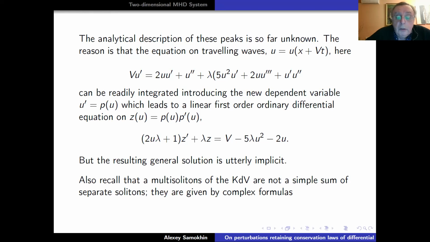Well, I have to remind that multi-solitons of GDEq are not a simple sum of separate solitons. They are given by complex formulas connected by complex analysis on algebraic manifolds. This straightforward method to obtain such moving solutions probably has no perspective.